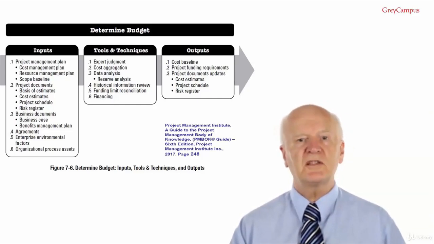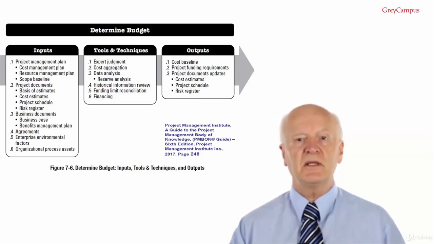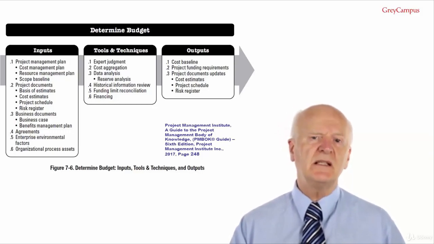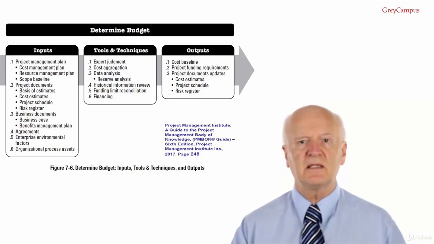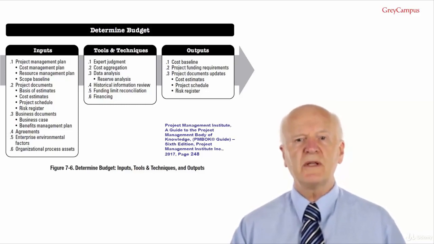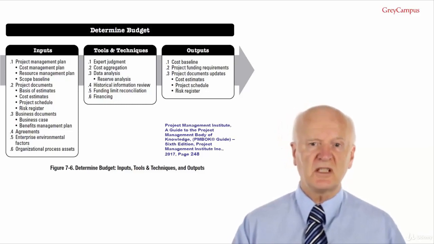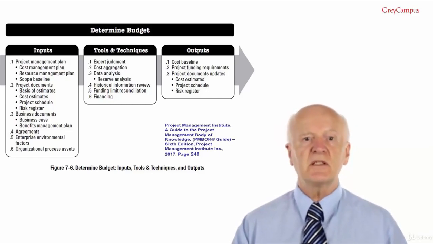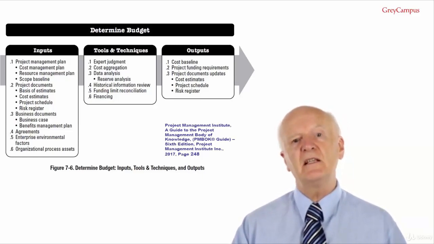Input number 2, project documents. Examples of project documents that can be considered as inputs for this process include the basis of estimates. As with any estimates, you need to record details of how it was arrived at. This proves that you took reasonable care to make the cost estimate as reasonable as possible, and this information can possibly protect you in the event of an audit.